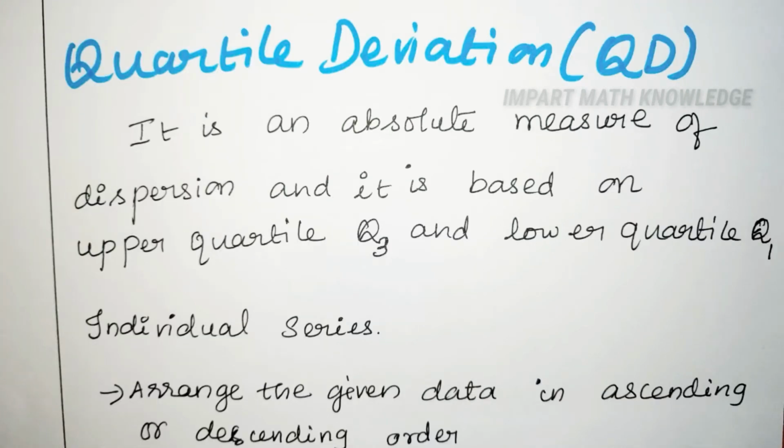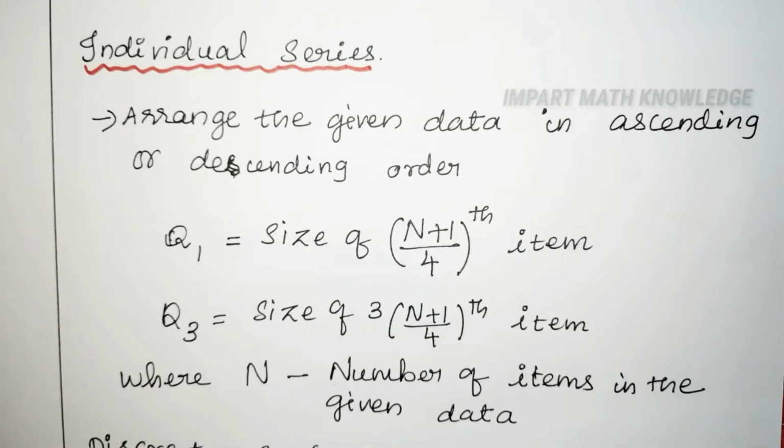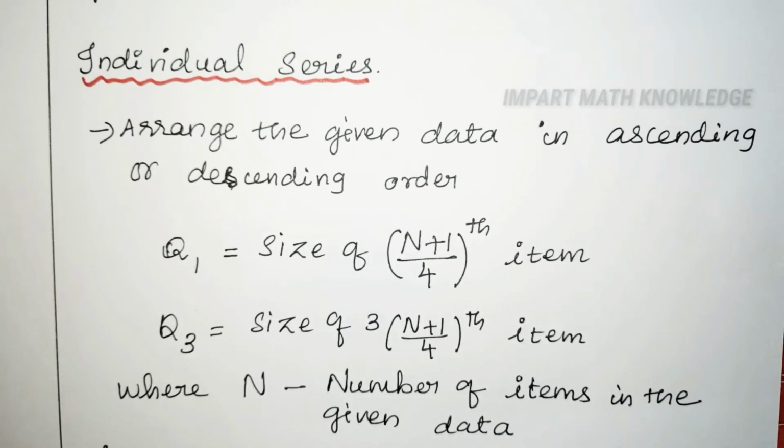The second method is the quartile deviation. It is an absolute measure of dispersion. It is based on the upper quartile Q3 and the lower quartile Q1. For individual series, we have to arrange the given data in ascending or descending order. Q1 is equal to the size of (n plus 1) by 4th item. Q3 is equal to the size of 3 into (n plus 1) by 4th item, where n is equal to the number of items in the given data.